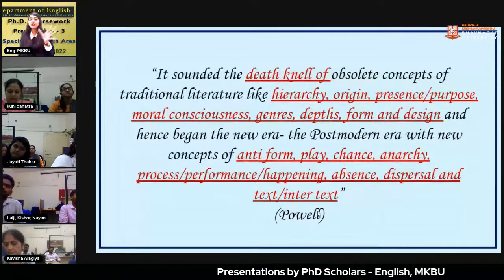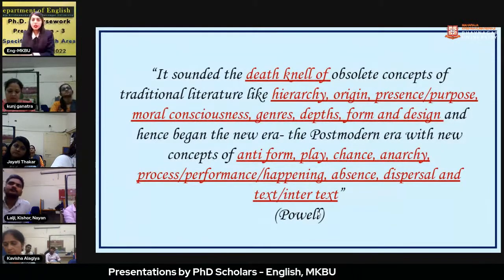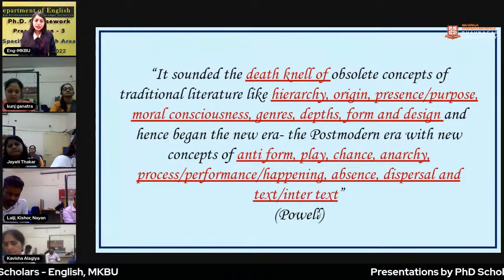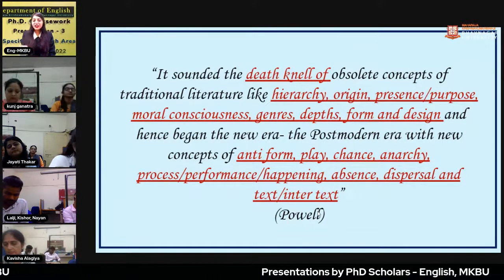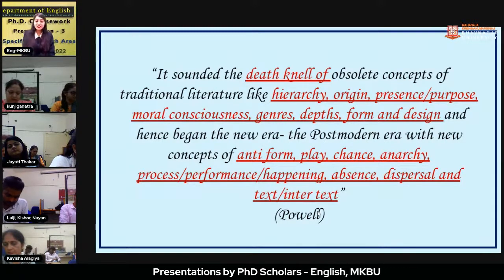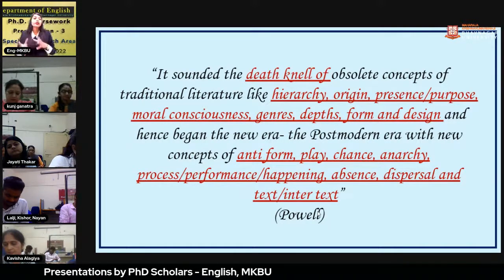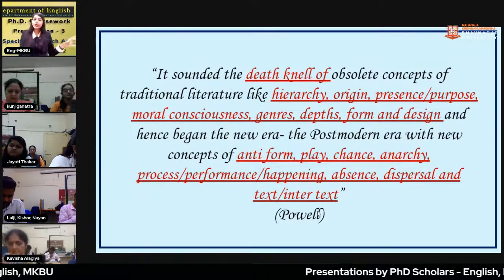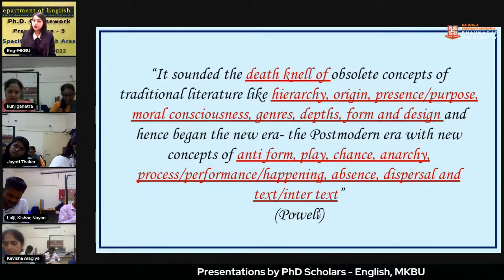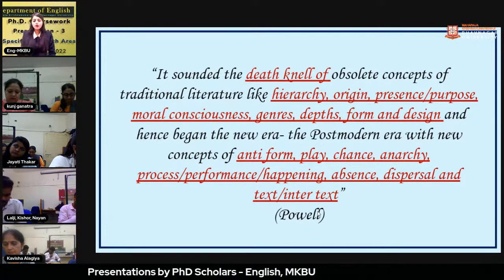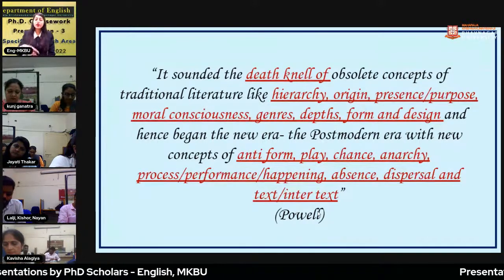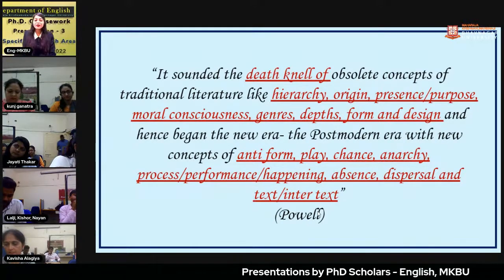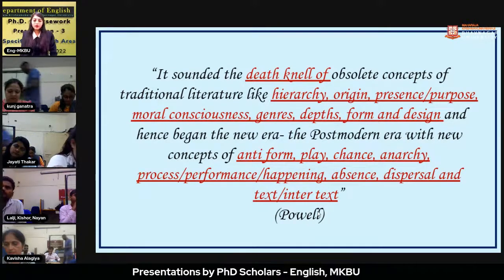Now there is this distinction of traditional literature from electronic literature, wherein Jim Powell describes it as a death knell of hierarchy, origin, presence, purpose, moral consciousness, genres, death, form and design. We have this particular kind of format for looking at traditional literature. But now coming to electronic literature, it has this anti-form. It is a play of words. You are taking chance as a reader. There is anarchy, process, performance, happening, absence, dispersal, and text, intertext. The woven, which is described by Powell.